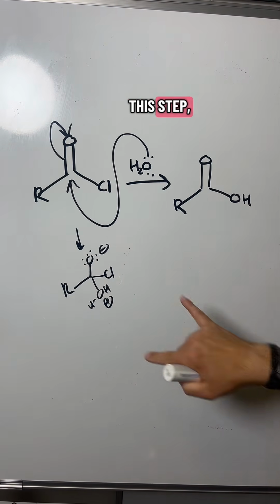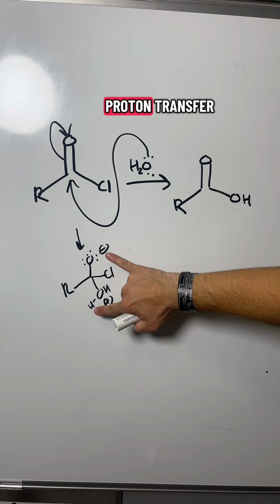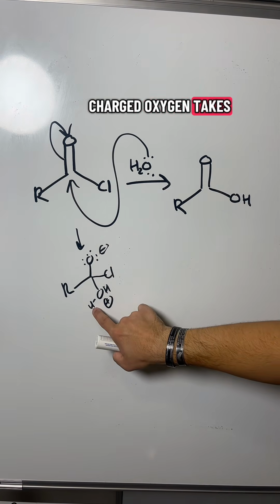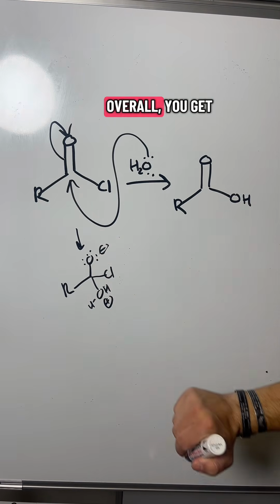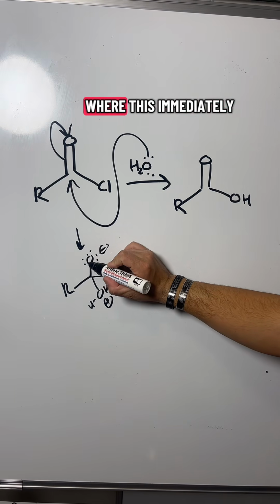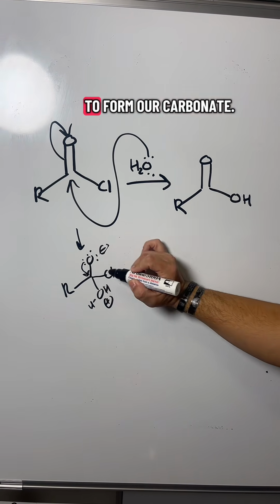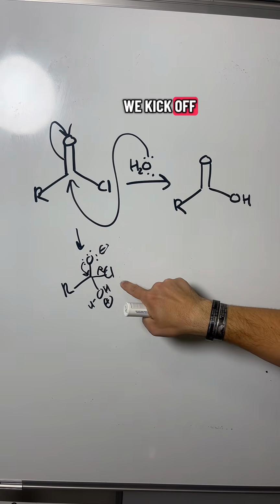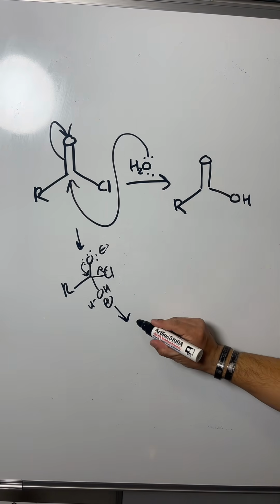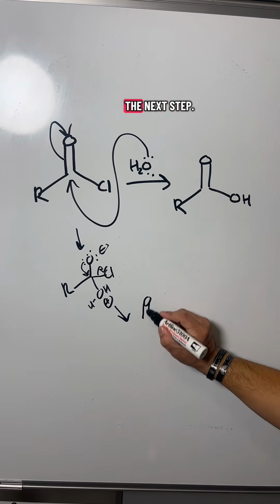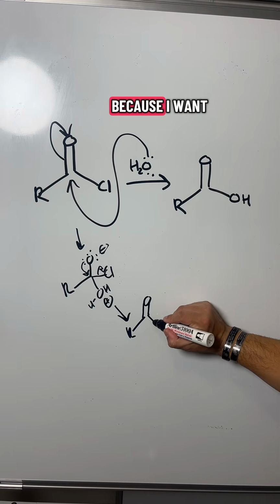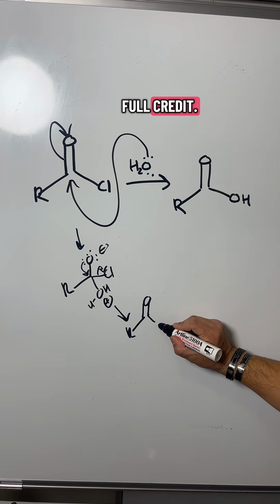So now, at this step, some professors teach that there's a proton transfer where this positively charged oxygen takes this to neutralize this out, and you get the neutral molecule. Other professors teach, and this is what I was taught, where this immediately collapses back down to form our carbonyl. We kick off our chloride or halide, whichever one you're using, and we reform the carbonyl in the next step. So remember to do whichever one your professor says, because I want you to get full credit.